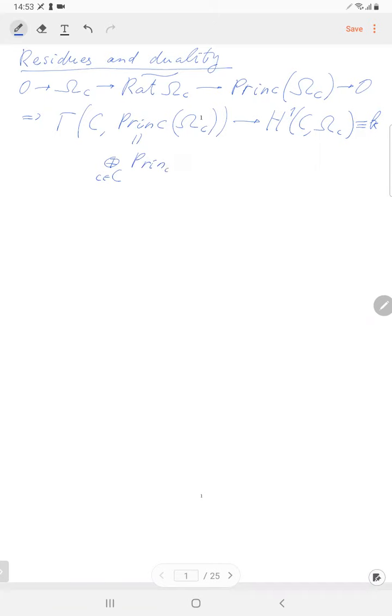And if we have a point, recall that this sheaf of principal parts is the direct sum over all points of our curve of the corresponding principal parts at particular points. Principal parts at C of the sheaf of differentials. And in particular, given one particular point, you obtain a morphism like this. So for any point, there is a morphism from the principal part at this particular point into the first cohomology, that is just the ground field. And this morphism is called the residue at this point.